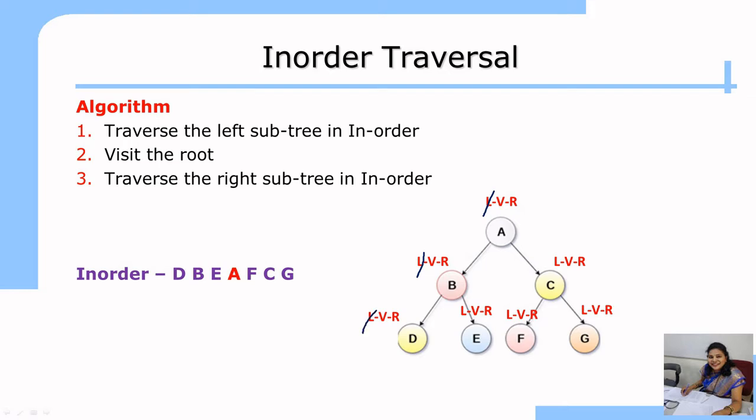There is nothing on the left side of D. So we go to the second step. The second step is what? Visit the vertex. Whenever you perform this step, you print this into the sequence. So first we print D. The next step is go to the right side. But there is nothing on the right side of D. When the whole LVR algorithm is performed, you cut this node and go to the parent node, because D is connected to its parent. So we come to B.